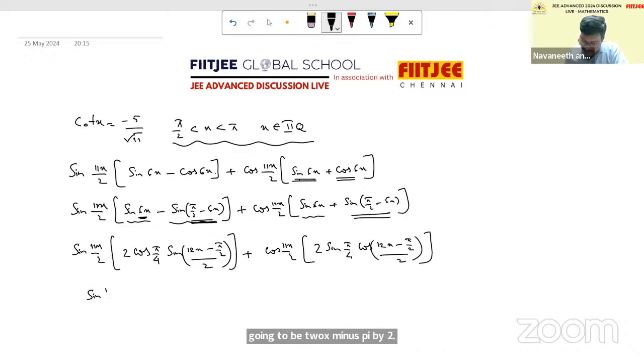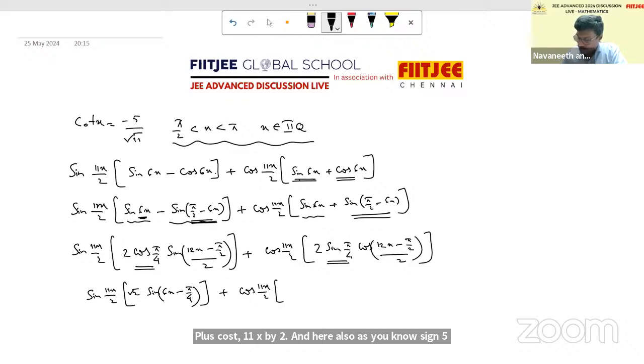So we get sine 11x by 2, and I can write this as cos pi by 4, which is 1 by root 2. I can take this as root 2 times, because 2 into 1 by root 2 will get cancelled and you get root 2. And this I can write as 6x minus pi by 4 plus cos 11x by 2. And here also, as you know, sine pi by 4 is 1 by root 2. 2 and 1 by root 2 will get cancelled. You get root 2 times cos 6x minus pi by 4.